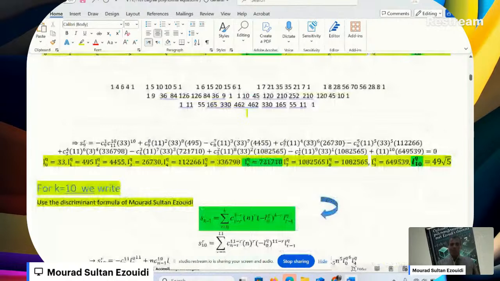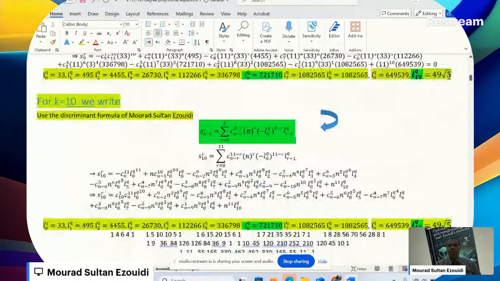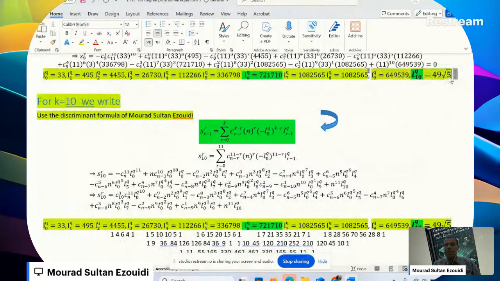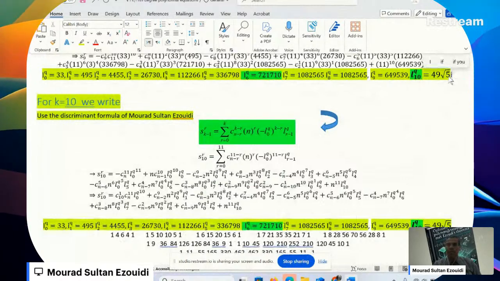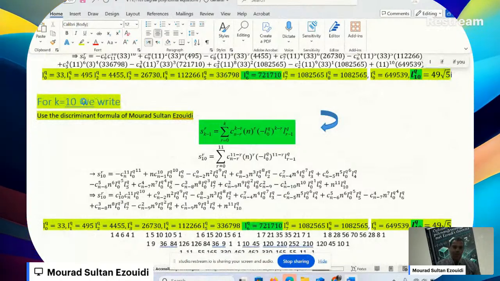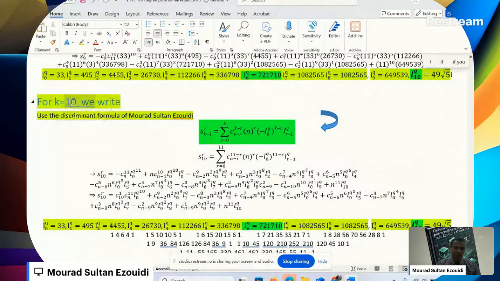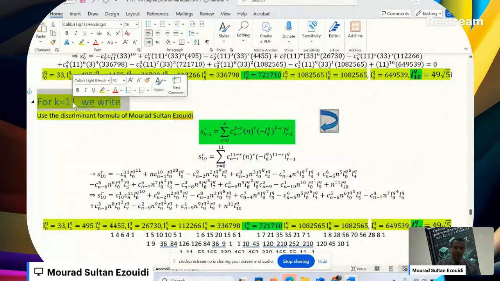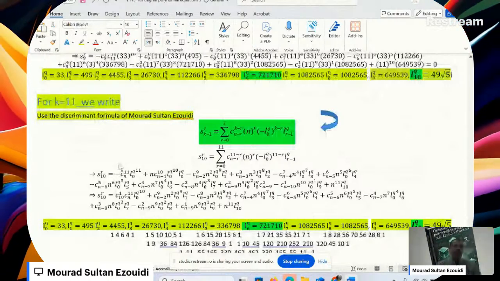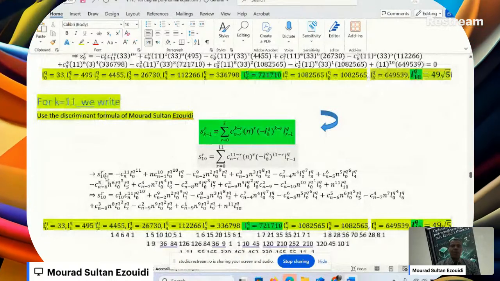Now I will put k equal 11 to find S10. So this is 11, my kids. Now just make substitution. Put k equal 11 and we will obtain S11 minus 1, which will give you S10.